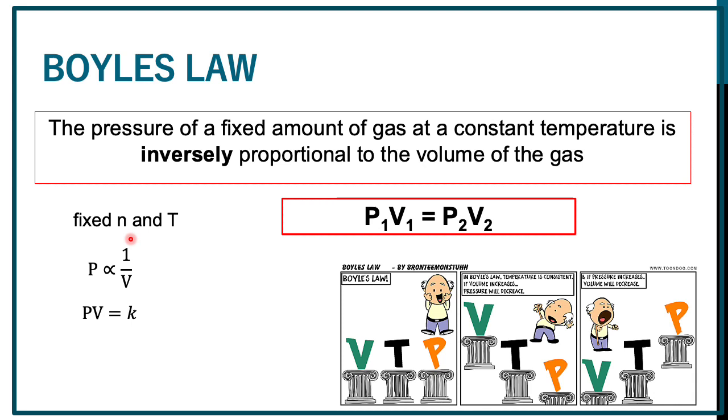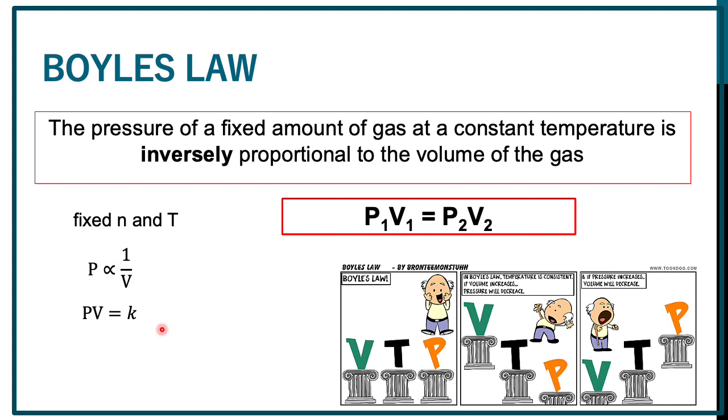And then there are another two variables, that is pressure and volume. So this pressure and volume actually is inversely proportional. So pressure is inversely proportional to the volume. So P is proportional to 1 over V. Pressure is inversely proportional to volume, because the definition says that the pressure of a fixed amount of gas at constant temperature and number of moles is inversely proportional to the volume of the gas.